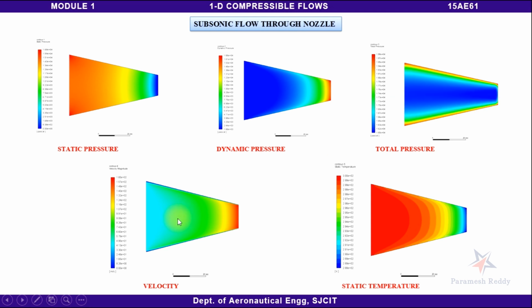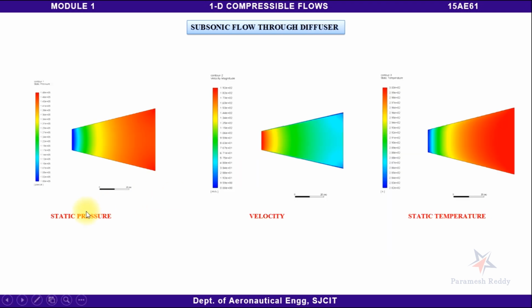Next, what is happening to the velocity? As it passes through the nozzle, velocity is increasing. That is why, if the flow is subsonic, we call this passage a nozzle. So what is happening to the static temperature? Here we have static temperature. Static temperature is also decreasing. Next we'll go through the subsonic flow through the diffuser.